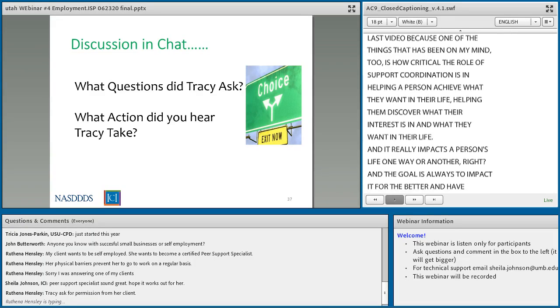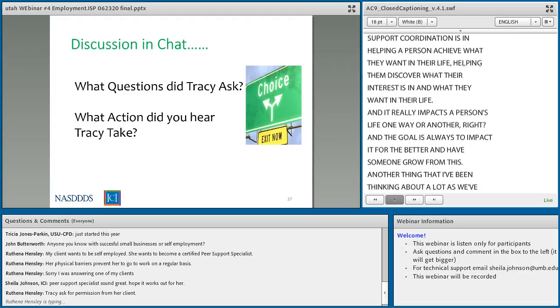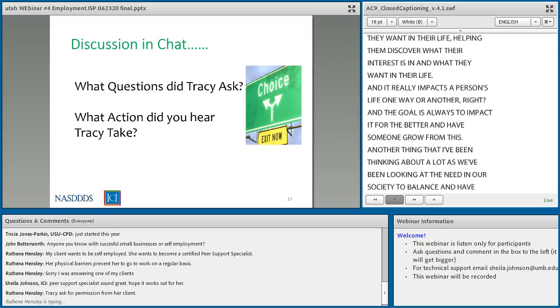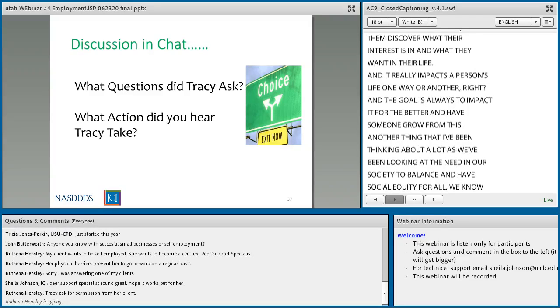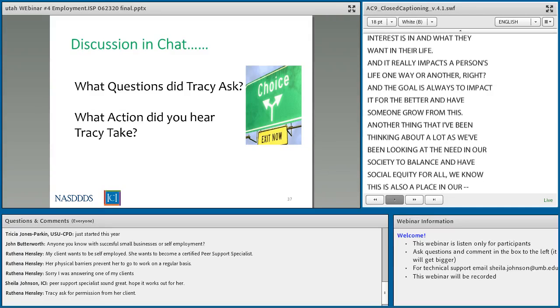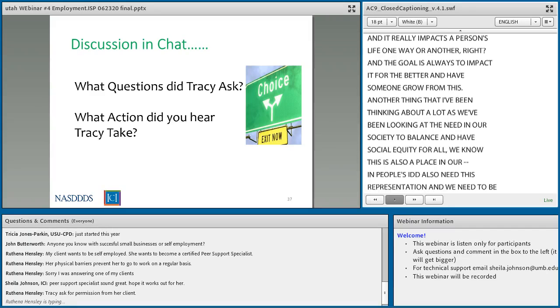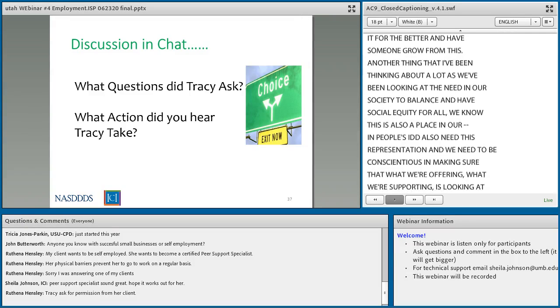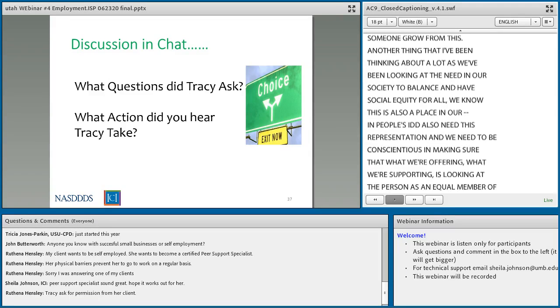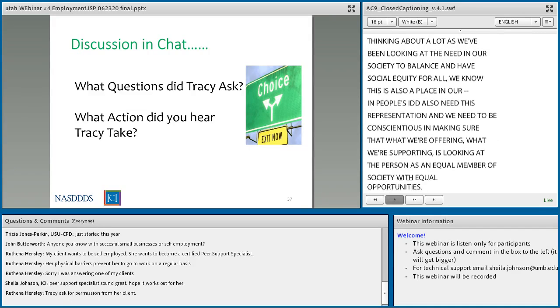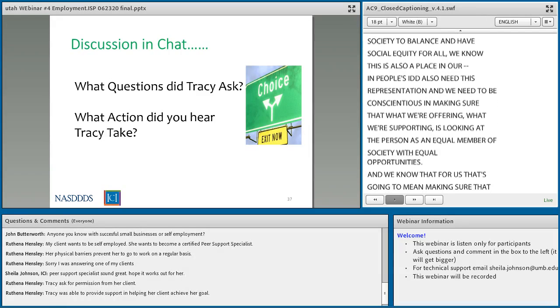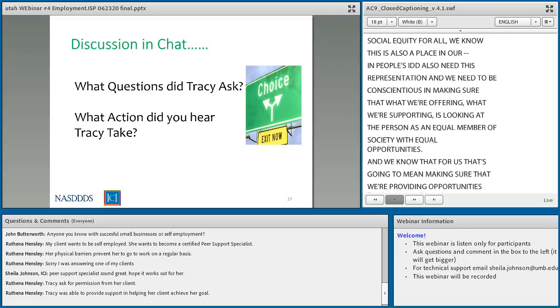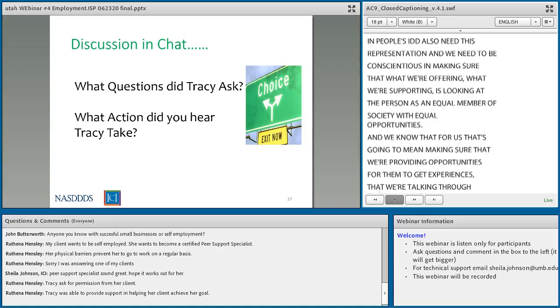Another thing that I've been thinking about a lot, as we've been looking at the need in our society to balance and have social equity for all, is that people with IDD also need this representation, and we need to be conscientious of making sure that what we're offering and what we're supporting is looking at the person as an equal member of society with equal opportunities. And we know that for us, that's going to mean making sure that we're providing opportunities for them to gain experiences, that we're talking through things with them, that we're helping them have a vision of what else is out there.